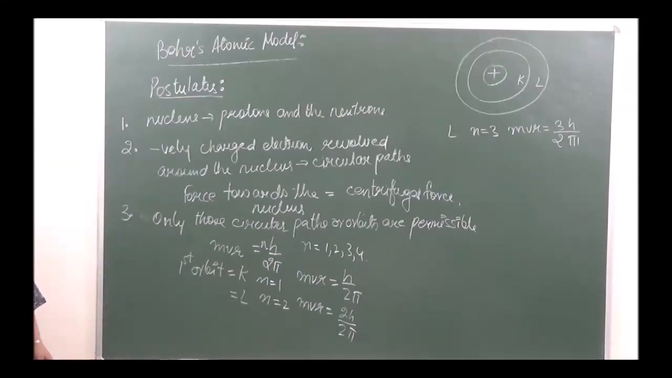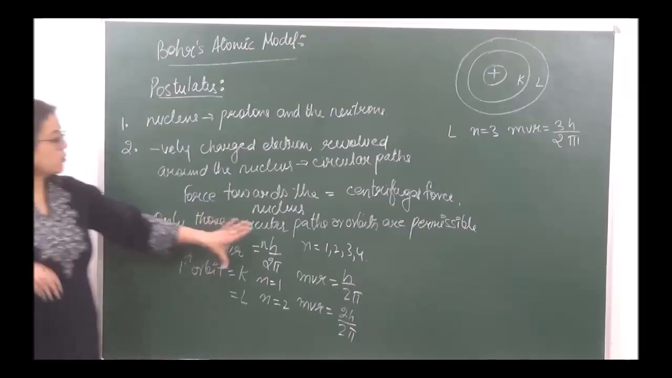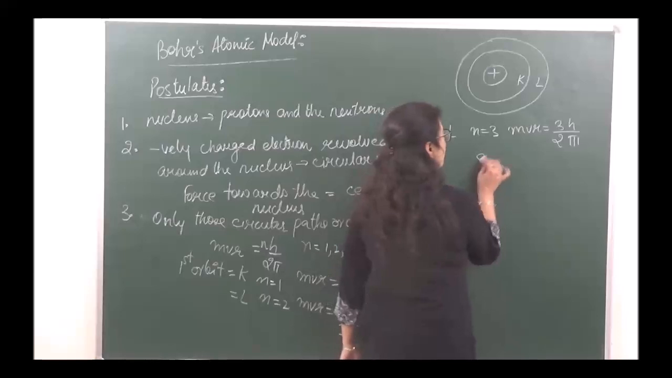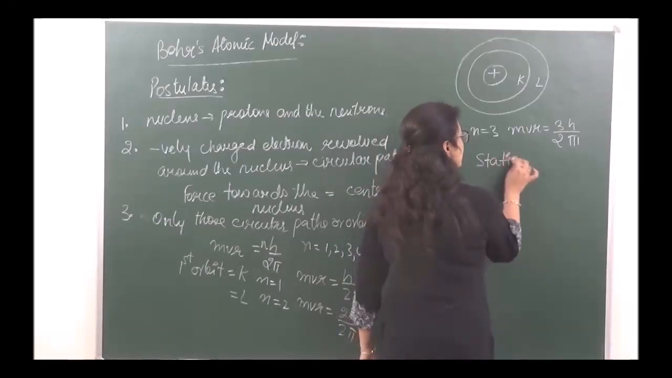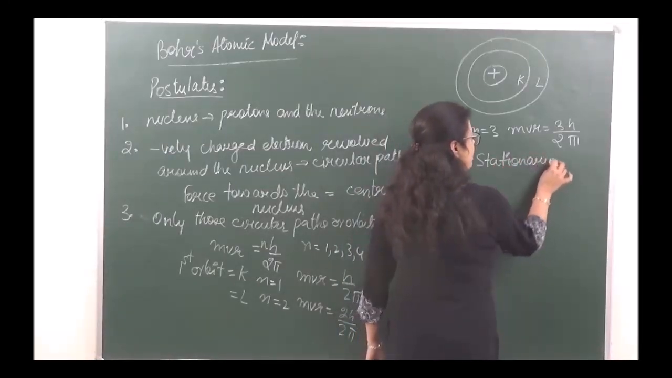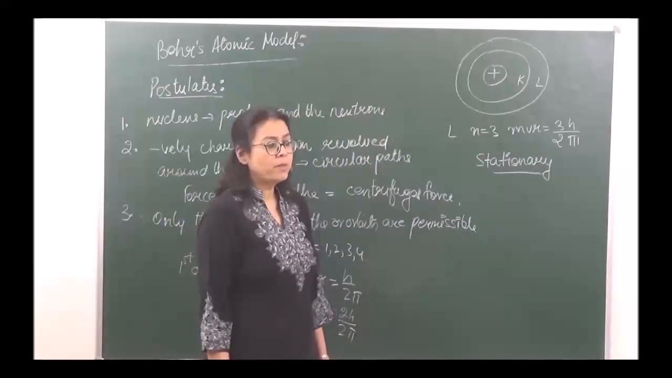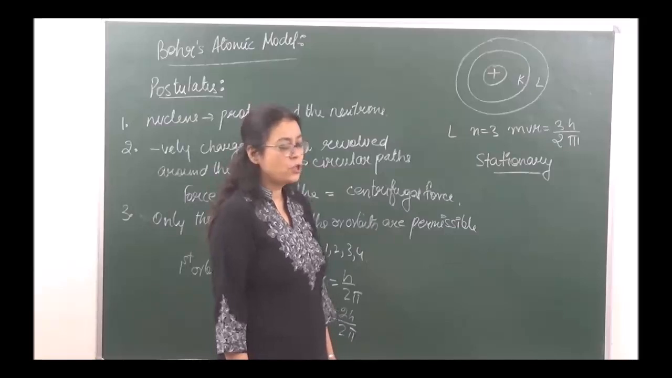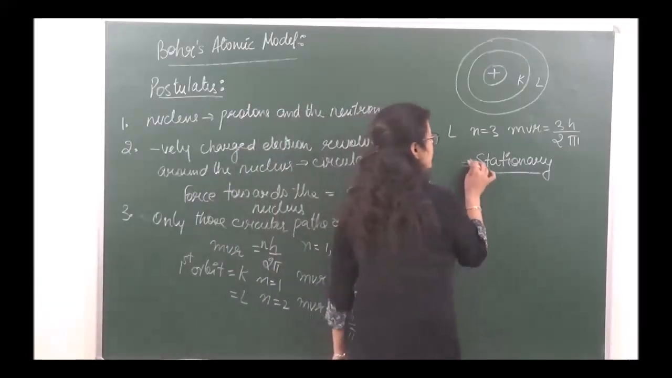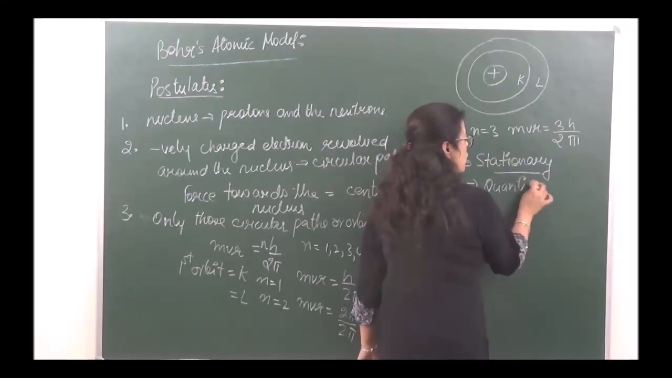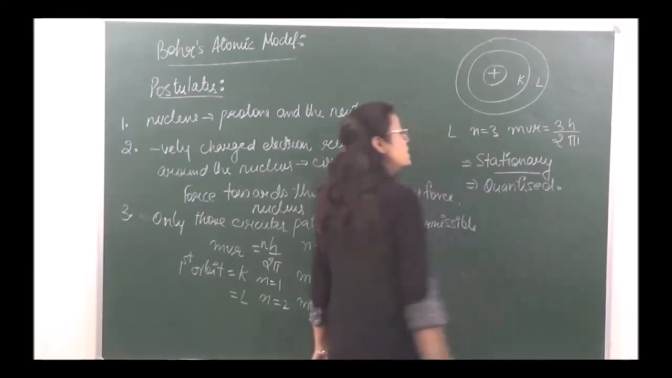Then the fourth one was, as we can see over here that the values are integral multiples, therefore the orbits were also known as stationary orbits. All the permitted orbits were known as stationary orbits, or we say that the angular momentum is quantized.